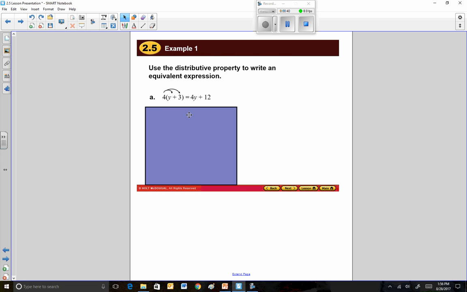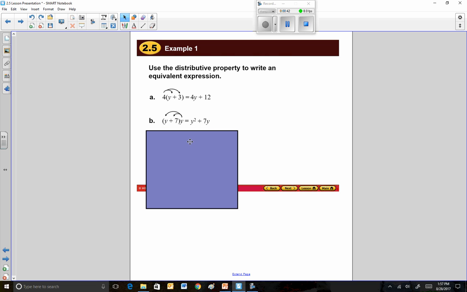Let's take a look at another example. Here we go. This time they put the variable after the parentheses. That can happen sometimes. It is still distributive property, so please go ahead and distribute the y. Take y times the 7, y times the y. And when you take y times y, you get y squared, and y times 7, you get 7y. This is an equivalent expression to the first expression over on this side of the equal sign.